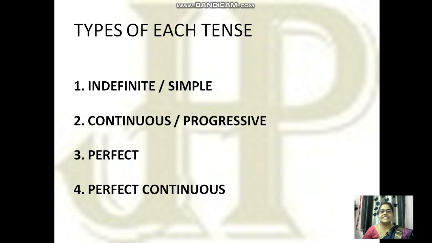Now come to types of each tense. There are 4 types of tenses. First, indefinite. Second, continuous. Third, perfect. Fourth, perfect continuous. So if I am talking about present tense, it has 4 forms: present indefinite, present continuous, present perfect, present perfect continuous. If I am talking about past tense, it must be past indefinite, past continuous, past perfect and past perfect continuous and so on. Okay.